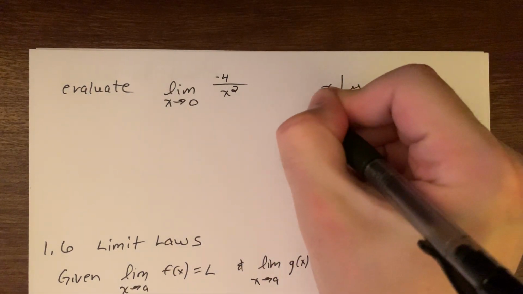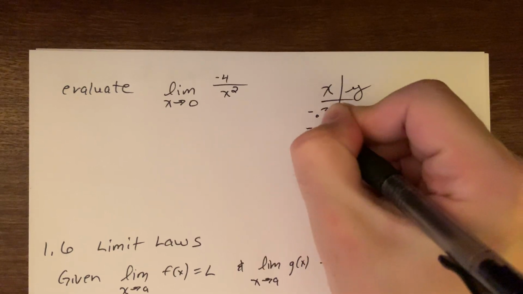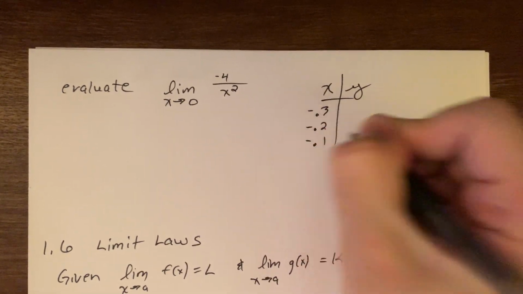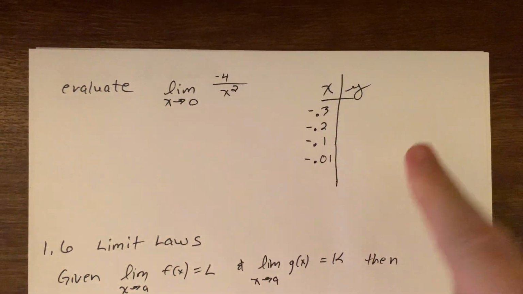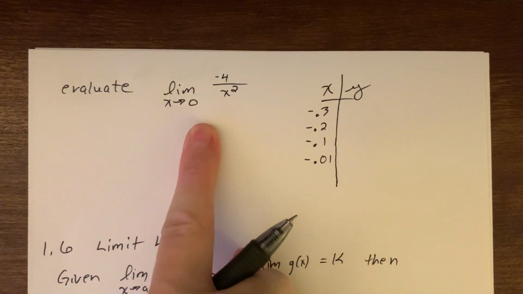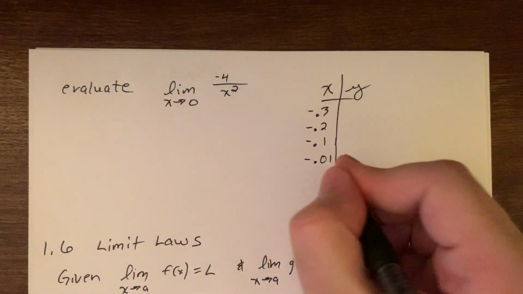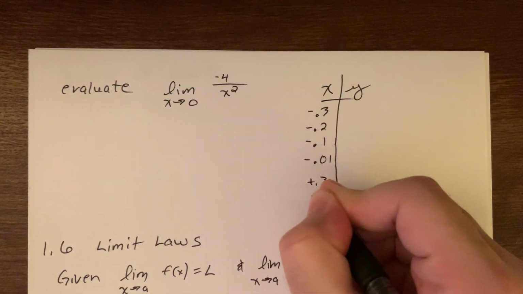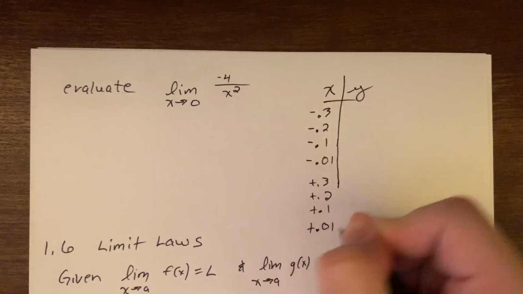So from the left, I'll pick negative 0.3, negative 0.2, negative 0.1, and I'll probably also do negative 0.01. Again, just showing we could really keep getting closer and closer to 0, negative 0.001 if I needed. And from the other side, I'll do positive 0.3, positive 0.2, positive 0.1, and positive 0.01.